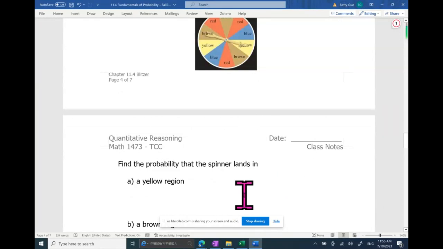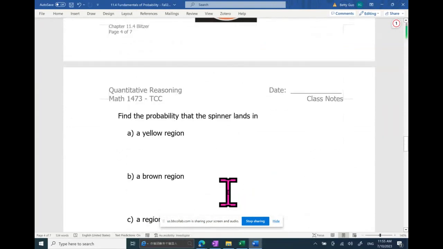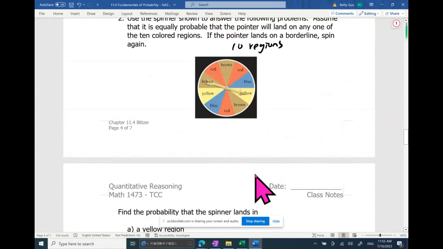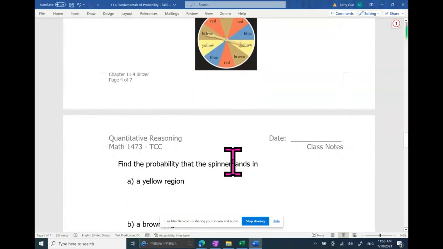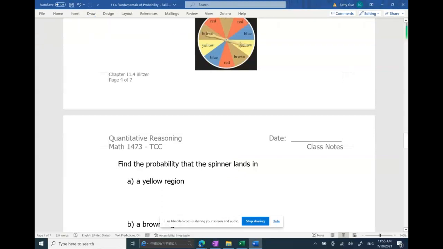We are going to find the probability for the following events, 4 parts. Part A, a yellow region. What's the probability when you spin the spinner? What's the probability that you get a yellow? A common mistake, let me tell you, is to consider the sample space as the color regions.